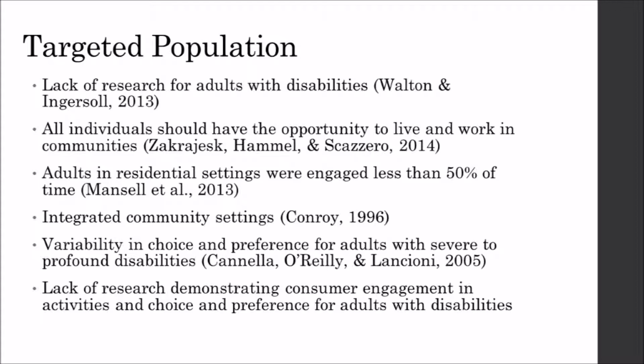Of the individuals they observed, these individuals were engaged in programs less than 50% of the time. Cannella, O'Reilly, and Lancioni 2005 investigated choice and preference for adults and demonstrated variability among adults with severe to profound disabilities. These findings demonstrate the lack of research for consumer engagement activities and choice and preference for adults with disabilities. Giving adults a choice to become part of a system where the environment is manipulated to target interlocking contingencies may improve functional life.